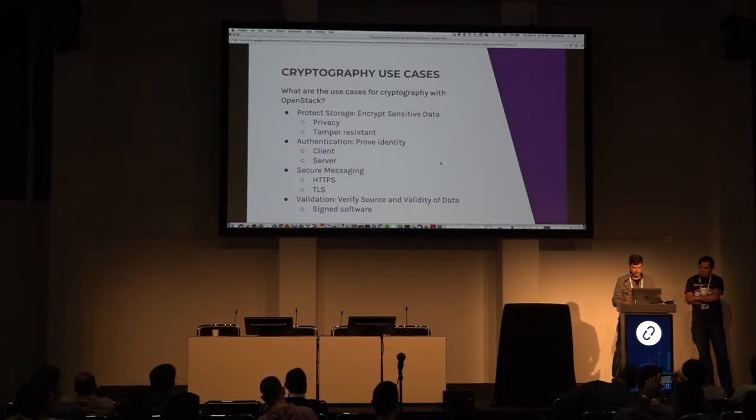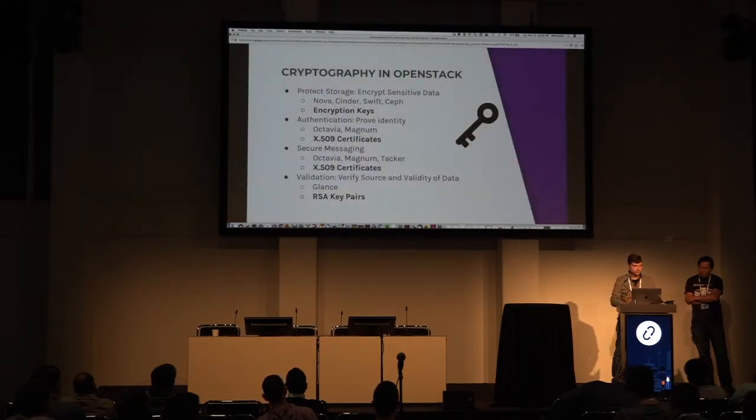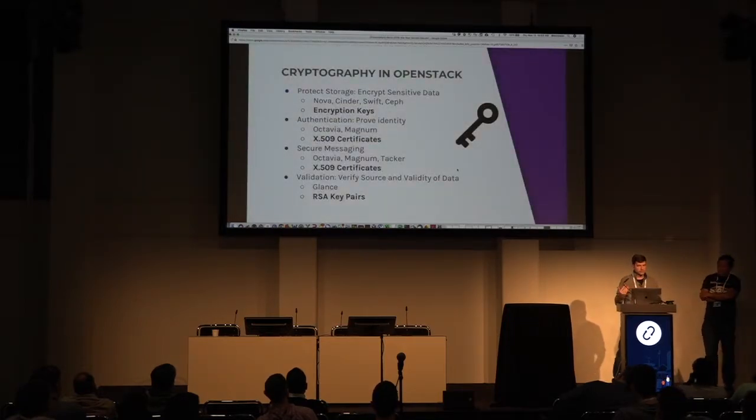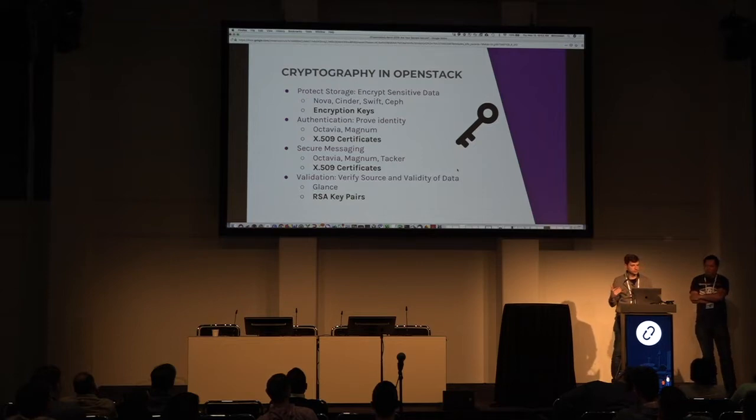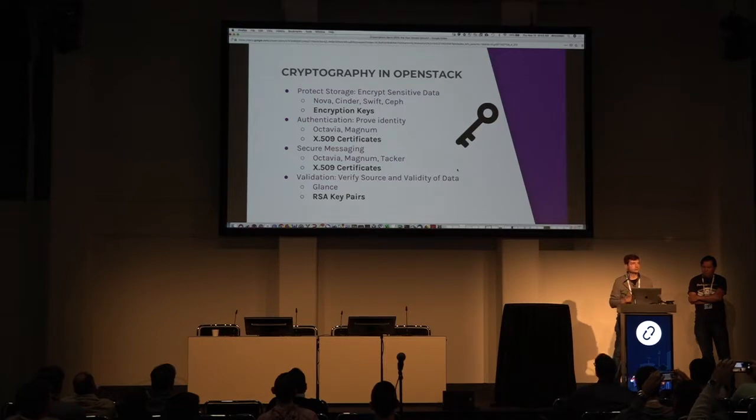And what all these have in common from an implementation point of view is they all require some sort of secret to achieve their goals. So in the case of protecting storage, you have encryption keys. In the case of authentication, you have X509 certificates usually. And then in the case of validation, you have RSA key pairs, so a public-private key pair that you can use to sign software to make sure that it's authentic.